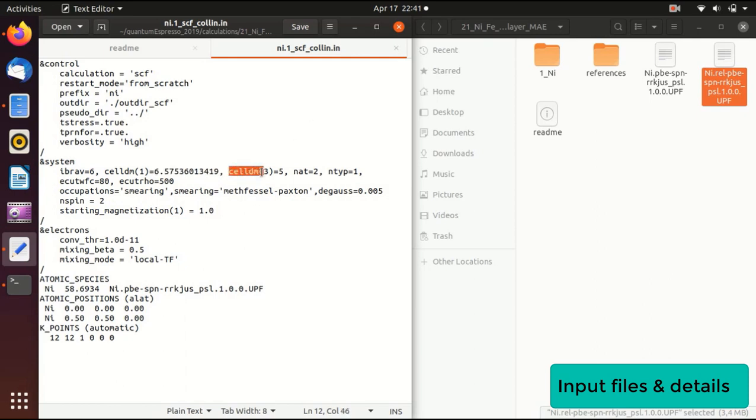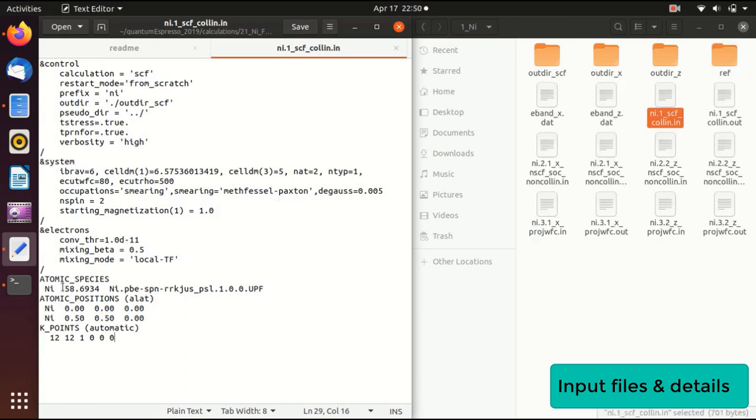And then celldm(3) is actually c over a. The vacuum thickness is 5 times 6.575. So we have a thick vacuum to separate the monolayers, to let them not see each other. And then we have two atoms in one unit cell and one type of atom, that is nickel, you can see here. And the two atoms, one is at the origin and another one is at 0.5, 0.5. So this is one monolayer on the 100 FCC nickel.